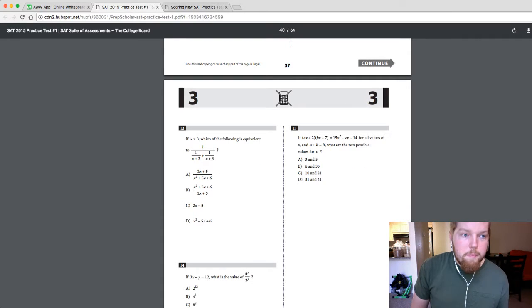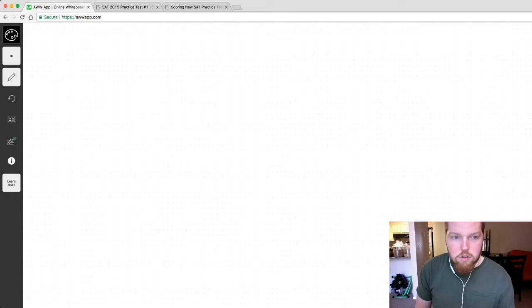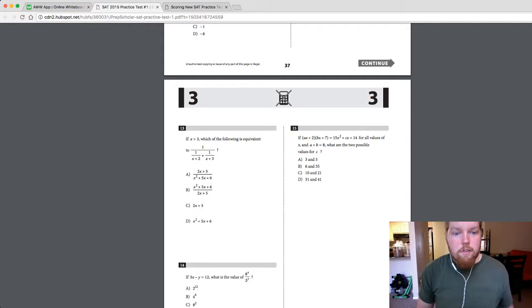Okay, let's erase this. Check the chat real quick. If x is greater than 3, which of the following is equivalent to 1 over all of this nonsense.